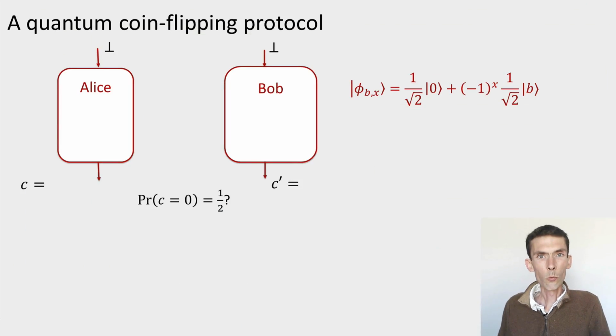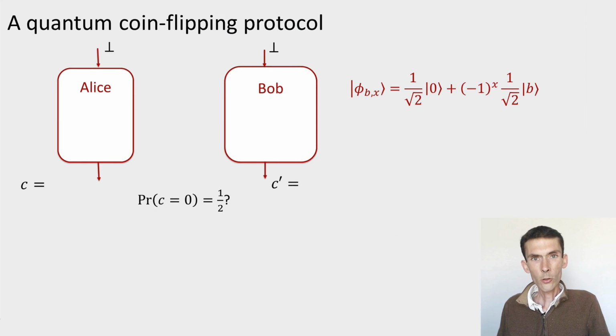Alright, so let's see an example of a quantum coin flipping protocol. It's not going to be the best coin flipping protocol that we know, but it's definitely going to be better than any classical protocol for coin flipping. So here's how the protocol works.